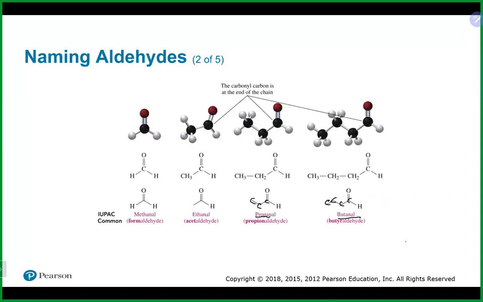Here we can see we have our methanal, our ethanal, our propanal, and our butanal as we go through it. Once again, you do not need to give the location of the functional group, but in each of these cases, technically speaking, that carbonyl carbon is carbon number 1 for numbering purposes if there are other things attached.